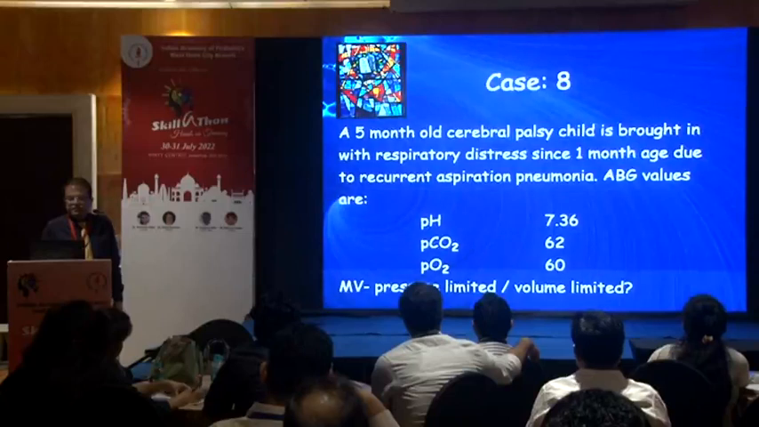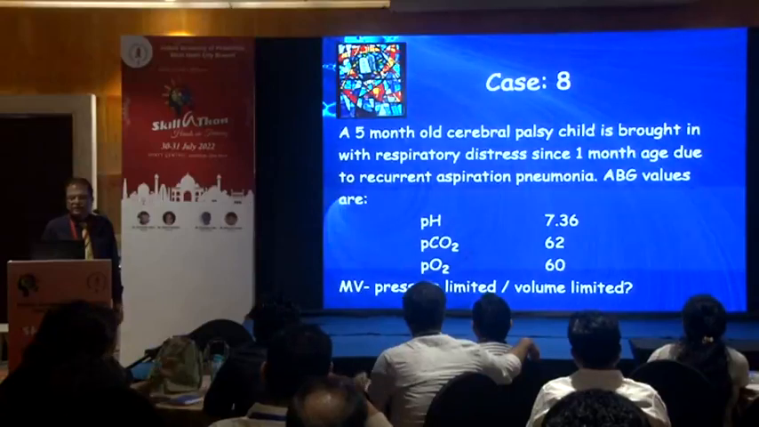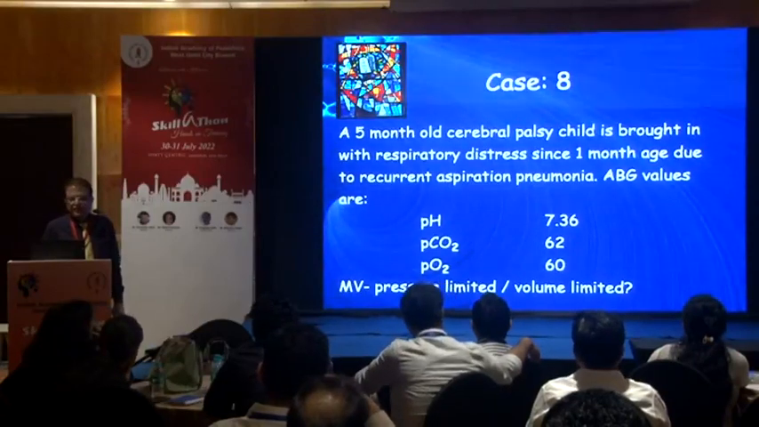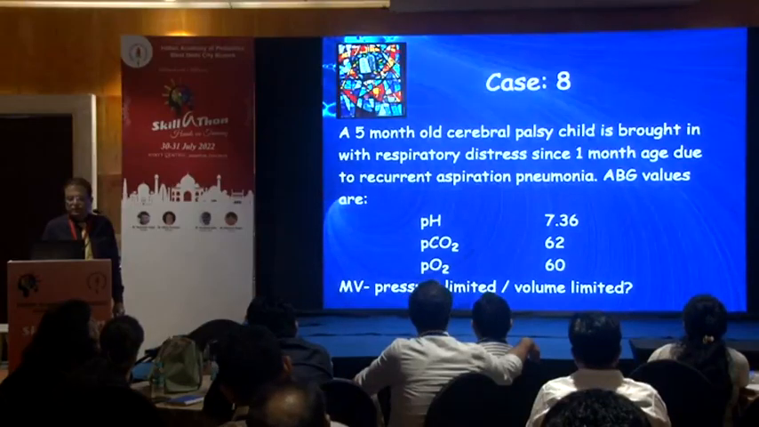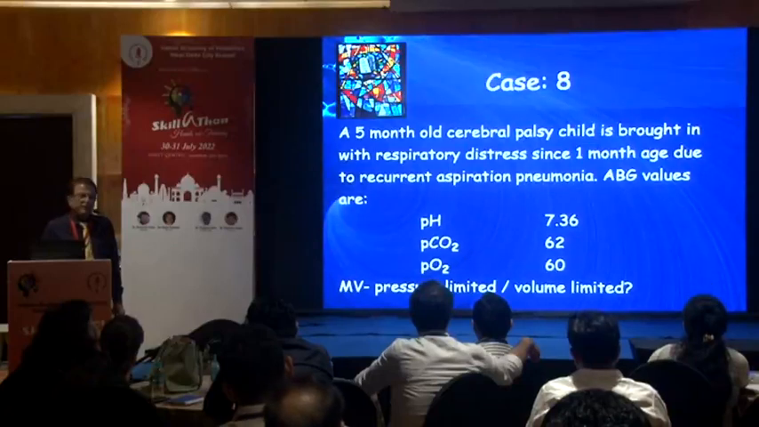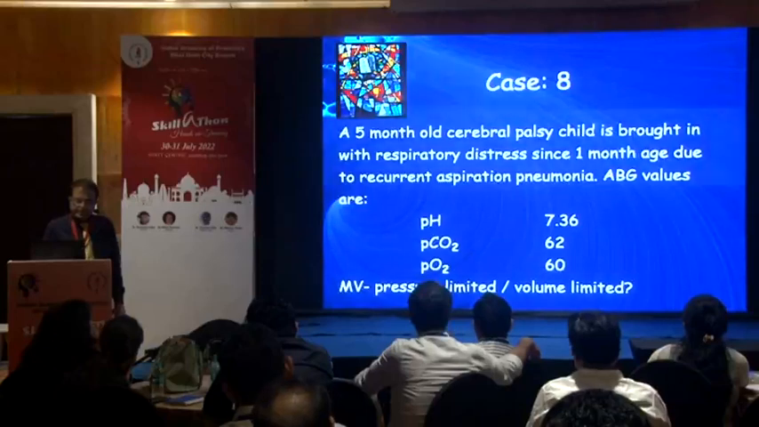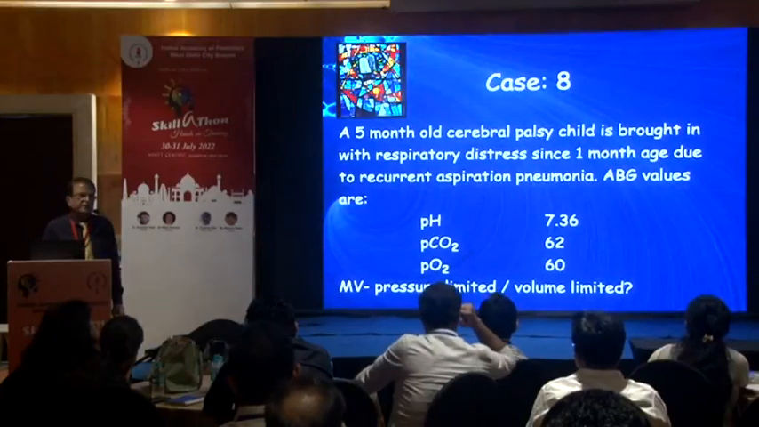8th case. A 5-month-old cerebral palsy child is brought in respiratory distress since 1 month of age due to recurrent respiratory pneumonias. ABG values today: pH is 7.36, PO2 is 62, CO2 is 62, and HCO3 is 60. Phone call comes to me, sir, I am going to start on ventilator. Should it be pressure limited ventilation or volume limited ventilation? So what do you think?